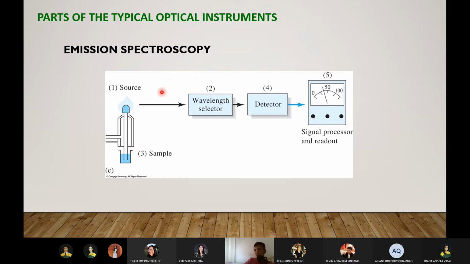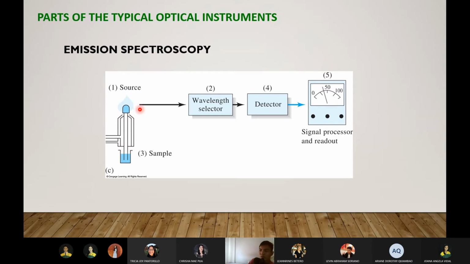For emission spectroscopy, this is what it looks like. You have your source somewhere here on the left. Then you have your wavelength selector, detector, and your sample. What's the difference? The wavelength selector is not beside the source. It's beside the detector. Why? Because here in emission, you are literally burning your matter. And we know that flames produce many wavelengths. There are mixed colors there. There's blue, there's orange. When you see a candle, that's its color. There's blue, there's orange.